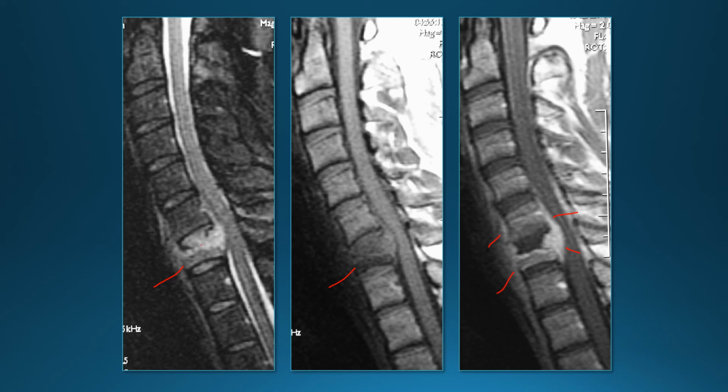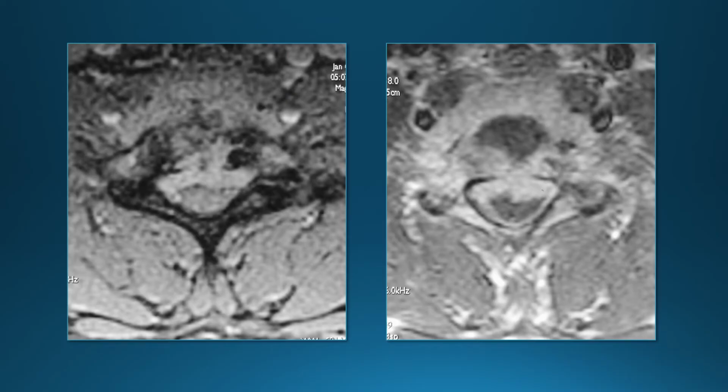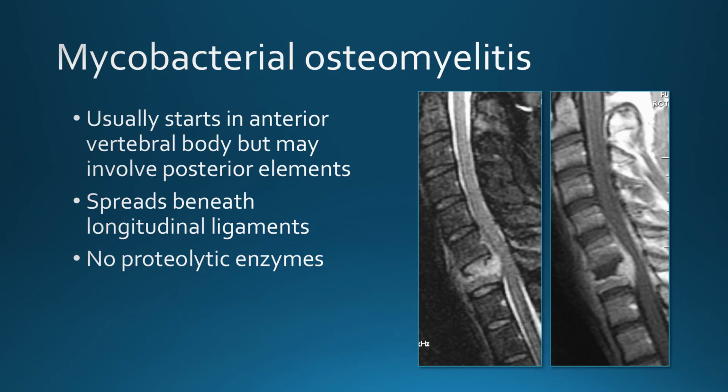So this end plate is destroyed here, but the opposite end plate looks pretty good, and the disc space is still pretty well preserved. Here are the axial images. Nicely shows the epidural soft tissue mass as well as the prevertebral soft tissue mass. This was biopsied and turned out to be a case of mycobacterial osteomyelitis.